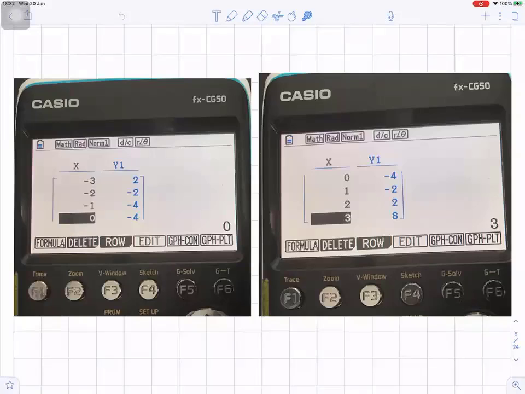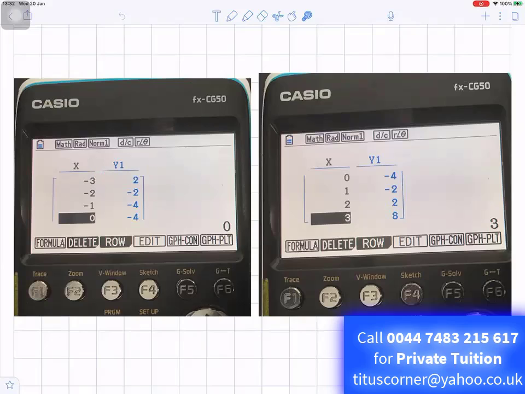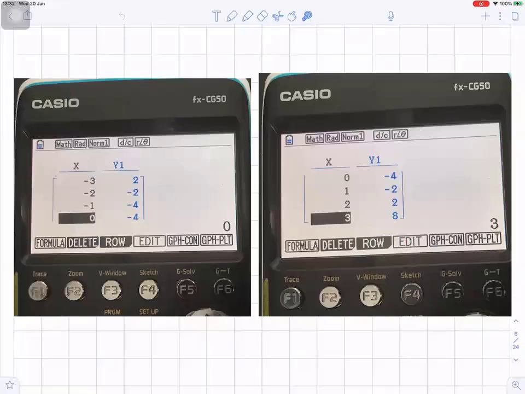This is a table that I've got from using the Casio Graphics FXCG50 calculator in table mode. So the values start from minus 3 up to plus 3. So minus 3, 2; minus 2, minus 2; minus 1, minus 4; 0, minus 4; 1, minus 2; 2, 2; and 3, 8. So you can get that table completed from your calculator. And then from there, you can write down the answer on the table before plotting the graph.